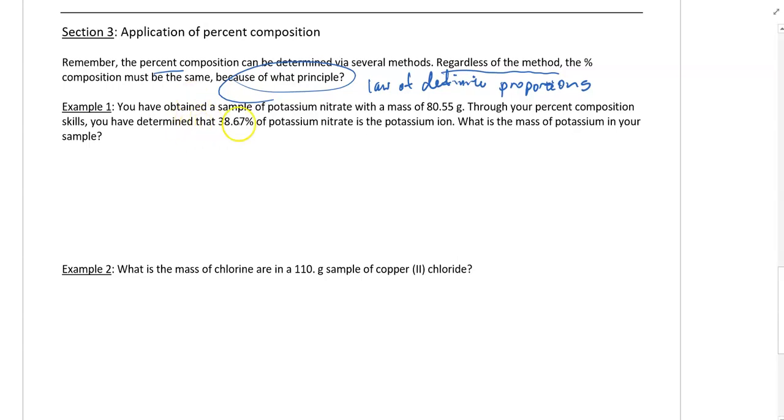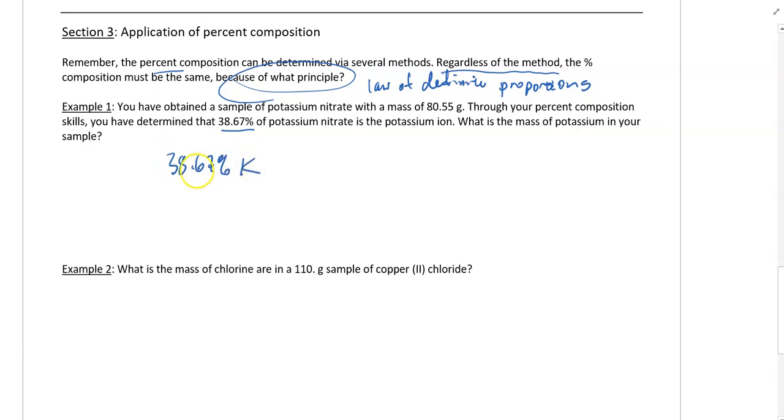So let's go and take a look. We have obtained a sample of potassium nitrate. It has a mass of 80.55 grams. Through some percent composition skills, you determine that 38.67% of potassium nitrate is just the potassium ion. What's the mass of potassium in your sample? Mass of potassium. So let's see this. We got the 38.67%. That is your potassium nitrate, right?